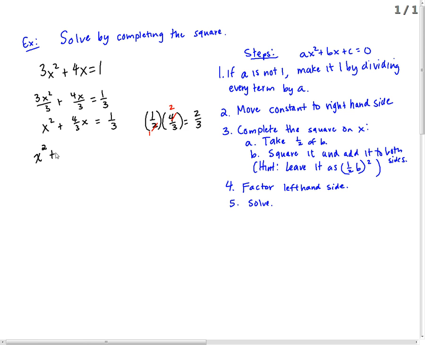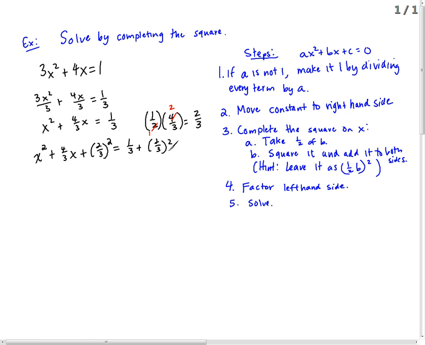So I have x squared plus 4/3 x plus 2/3 squared. Leave it like that. Equals 1/3 plus 2/3 squared. I have not done anything that's not legal to my equation because I added one term to the left-hand side and also added it to the right-hand side, so everything's good.